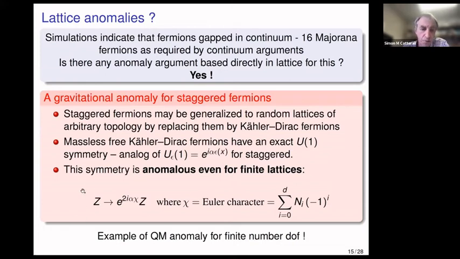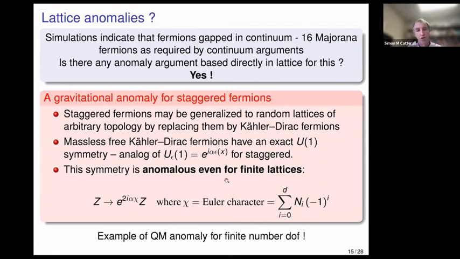In fact, you can show that the partition function of the Kähler-Dirac theory in discrete form transforms by a phase under one of these classical U1 symmetries, where that phase depends just on the Euler characteristic of the lattice. Okay, so it's independent of the detailed structure of the lattice. I can come up with an ensemble of different random lattices. As long as they have the same Euler characteristic, they'll contribute the same phase.